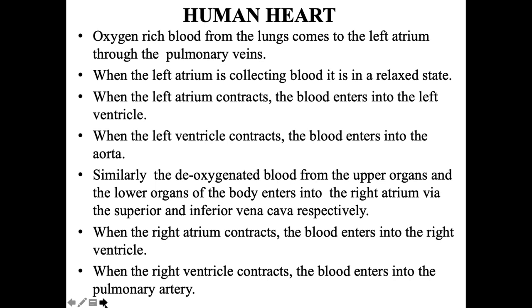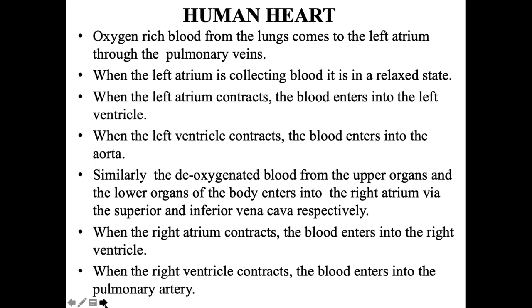Oxygen-rich blood from the lungs comes to the left atrium through the pulmonary veins, and when the left atrium is collecting blood, it is in a relaxed state. When the left atrium contracts, the blood enters into the left ventricle. When the left ventricle contracts, the blood enters into the aorta.